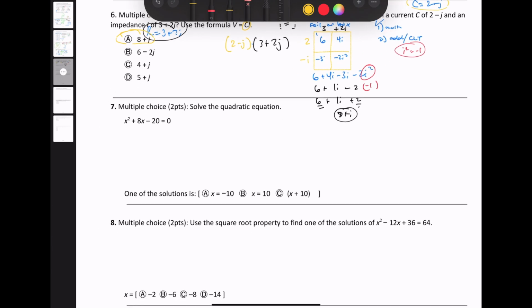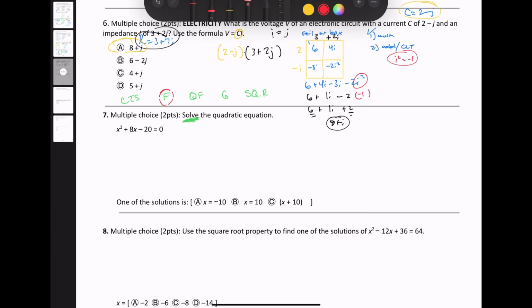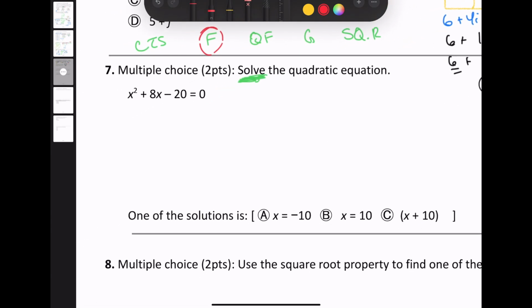Number 7 says to solve the quadratic equation. I'm going to highlight where it says solve. There's multiple ways you can do this. Factoring, quadratic formula, graphing, square root, or completing the square. I think factoring is the easiest and fastest one, but it doesn't always work.